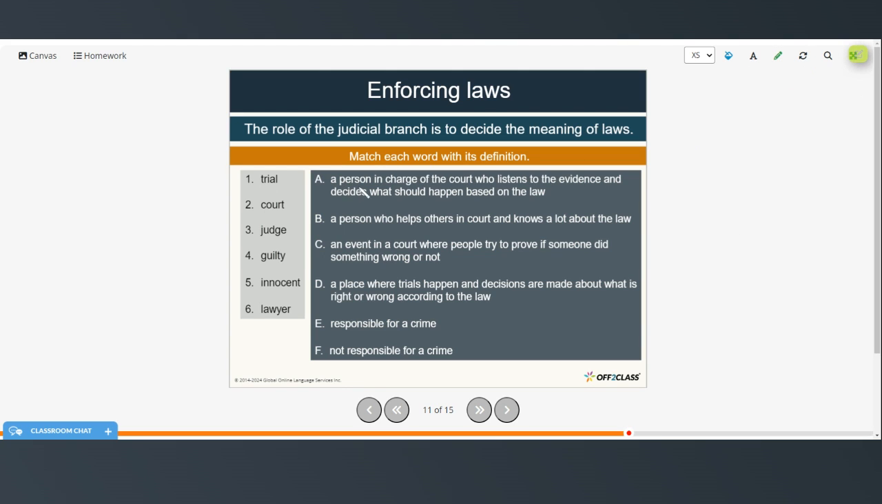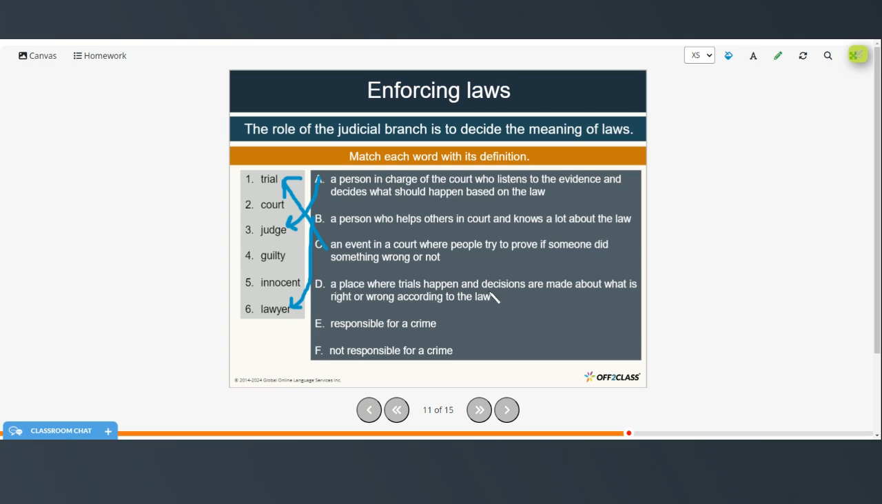So letter A, a person in charge of the court who listens to the evidence and decides what should happen based on the law. That is the judge. A person who helps others in court and knows a lot about the law. That would be a lawyer. An event in a court where people try to prove if someone did something wrong or not. That would be a trial.